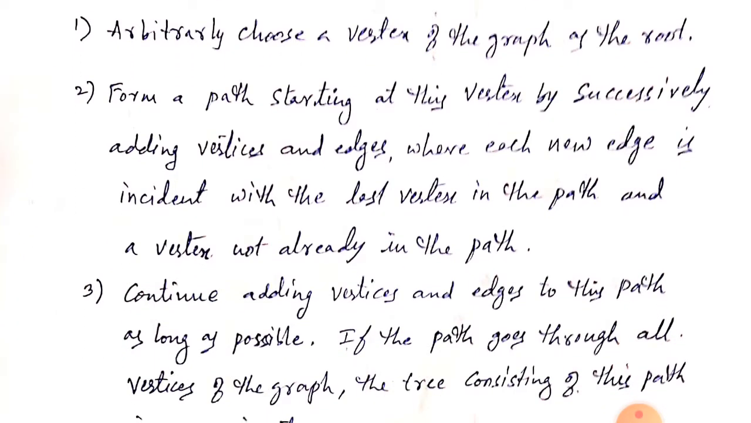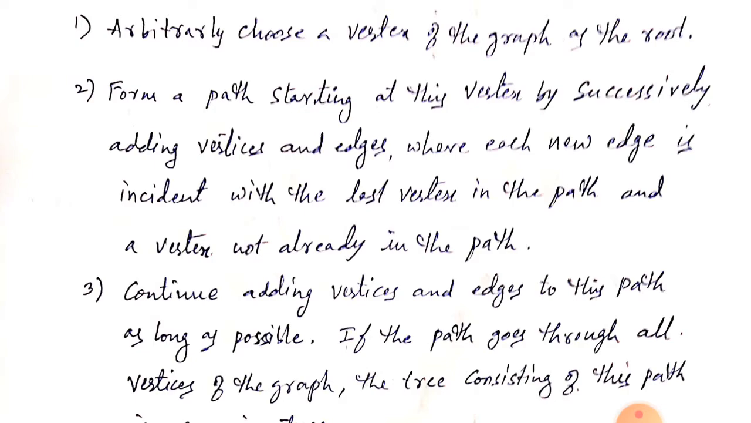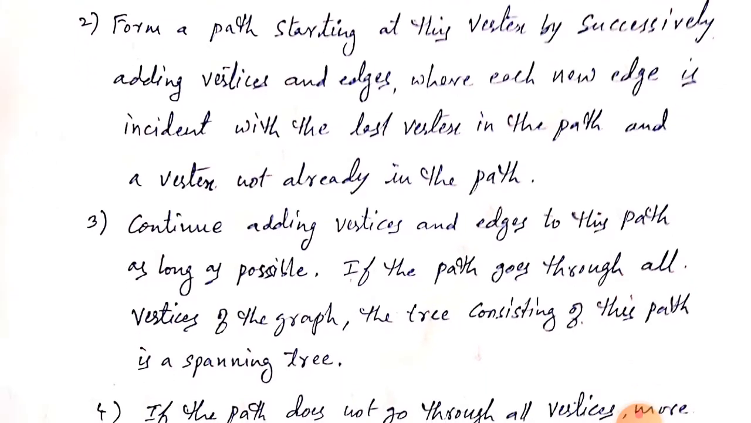Now in the next step, form a path starting at this vertex by successively adding vertices and edges, where each new edge is incident with the last vertex in the path and a vertex not already in the path. Okay, so we have to form a path from that root as long as possible. So we have to add edges as well as vertices to the root, as long as possible, not already visited edges and vertices. So we have to form a path like that.